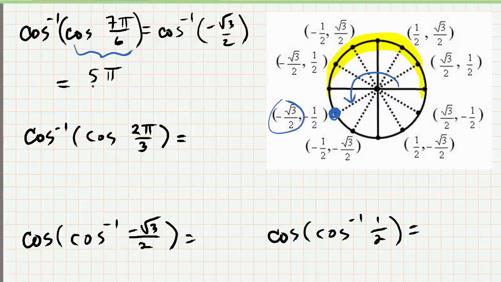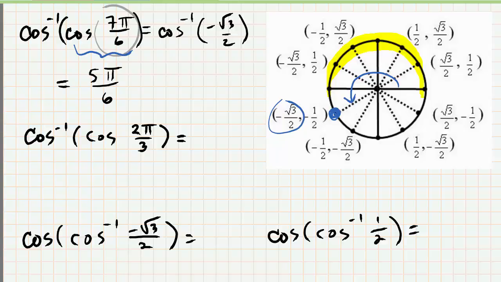It's very tempting to want to just cancel out these two because they're inverses of each other, but we cannot do that. We have to remember that inverse cosine is an angle on the top half of the circle. So if this angle right in here is not on the top half of the circle, there's no way those will just undo each other. So we work our way from the inside out. Cosine of 7 pi over 6, negative root 3 over 2. Inverse cosine of negative root 3 over 2, 5 pi over 6.